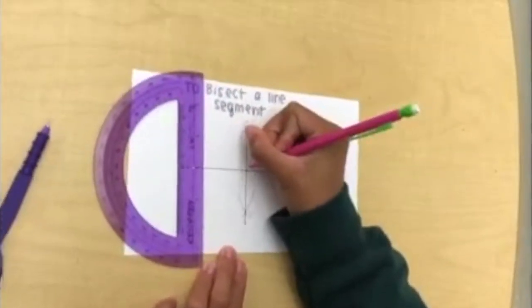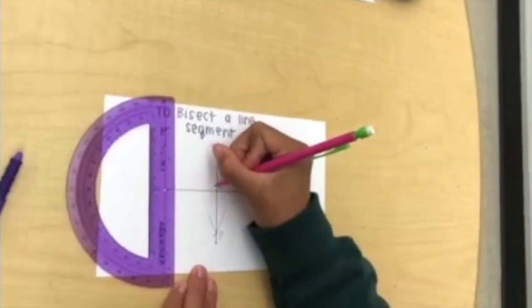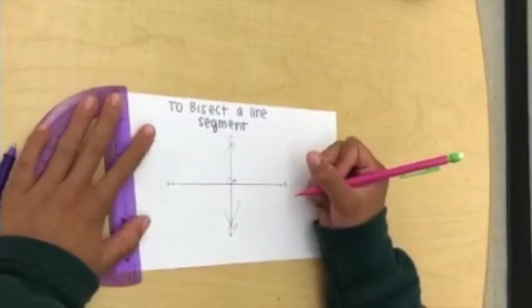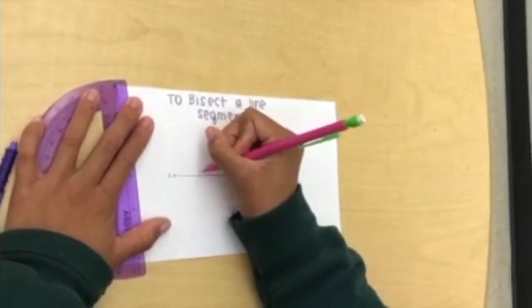The line that intersects line segment AB has created a right angle, and the line segments on either side of the line are now congruent.